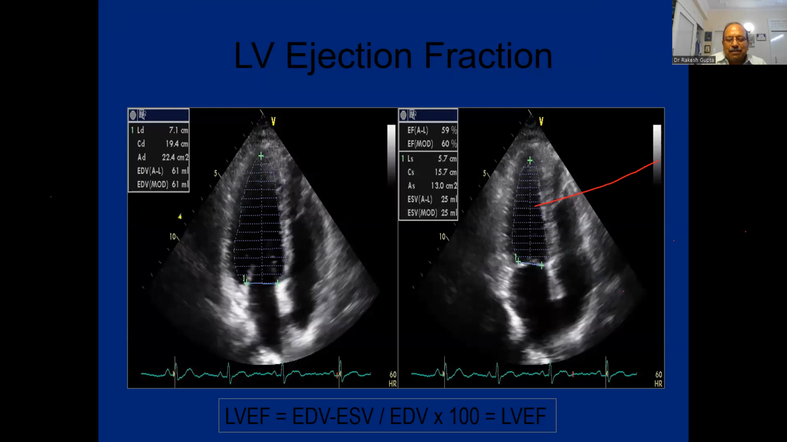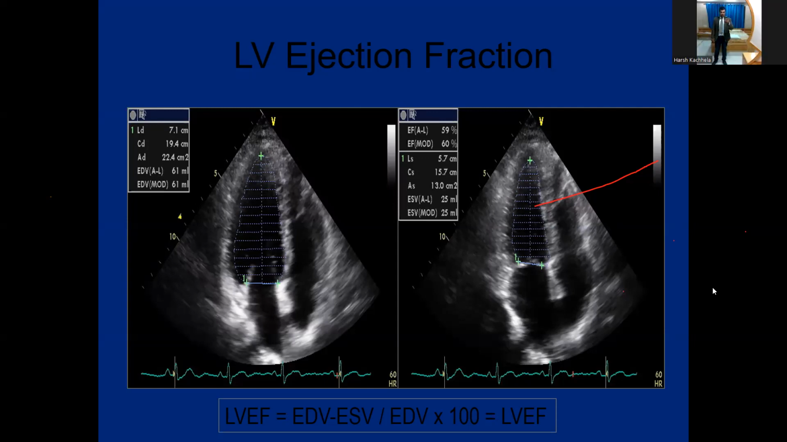Let the patient take a deep breath. Hold his breath. And you will see a beautiful LV in that patient where the apex would be clearly seen. Okay. Thank you, sir. Right.